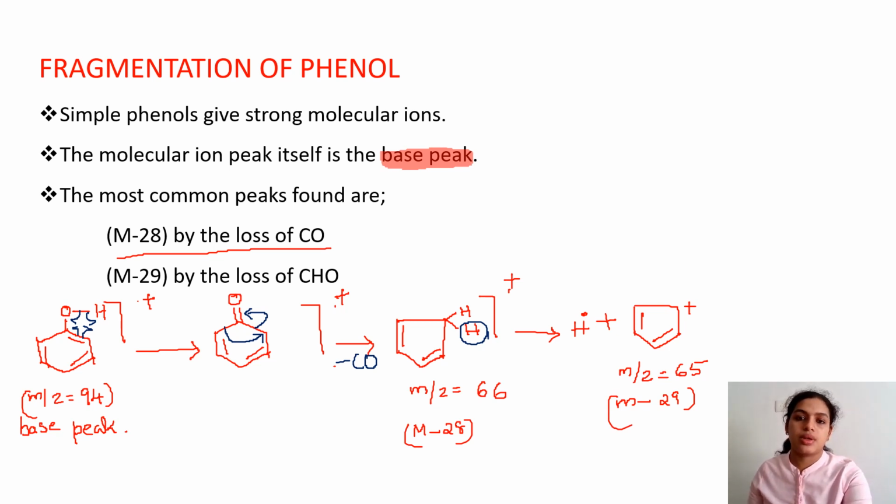Okay, so let me tell you once again that the base peak of simple phenol is 94, which is the molecular ion peak itself. And there are two other prominent peaks, the M minus 28 peak and the M minus 29 peak. M minus 28 is obtained by the elimination of carbon monoxide, and from there again one hydrogen is eliminated to give the M minus 29 peak.